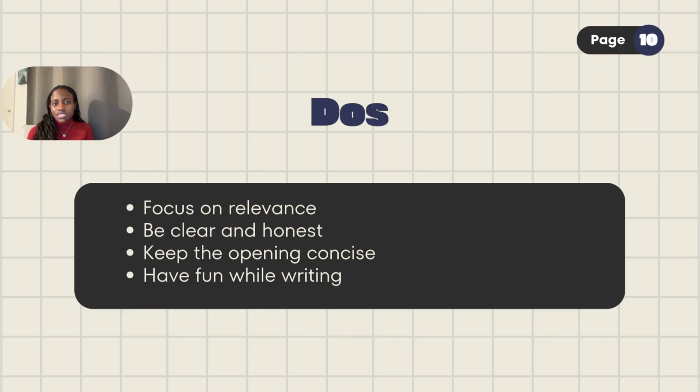Another do that you need to have in mind when it comes to writing attention grabbing content is to focus on relevance. Do not go overboard. Do not do too much with your attention grabbers. Make sure it's still relevant to your topic. If you're asking a question, make sure that that question is relevant to your content.